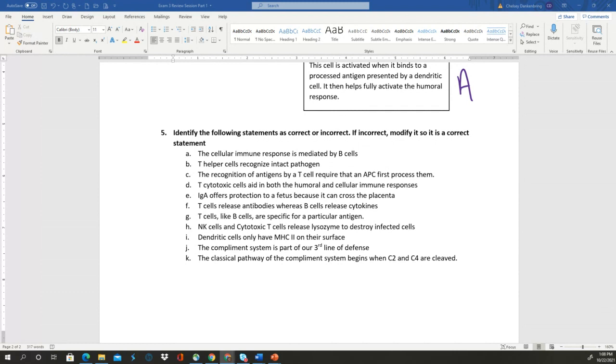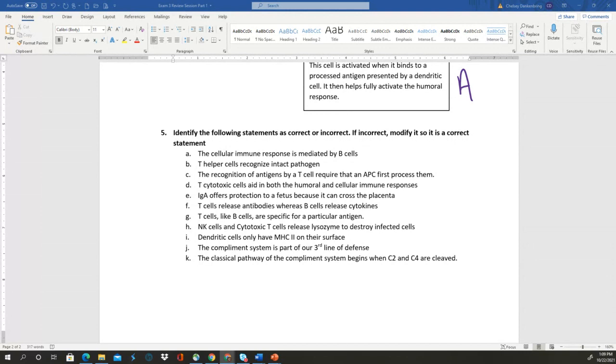All right, D. Cytotoxic T cells aid in both the humoral and cellular immune responses. So we kind of already addressed this one with A. Good. T cells are only associated, well, I guess that's not true. T cells, their main role is in cellular immune response, but which cell does technically help activate B cells? Exactly, Maya, one step ahead of me. The helper T cells do play a role in both, okay?